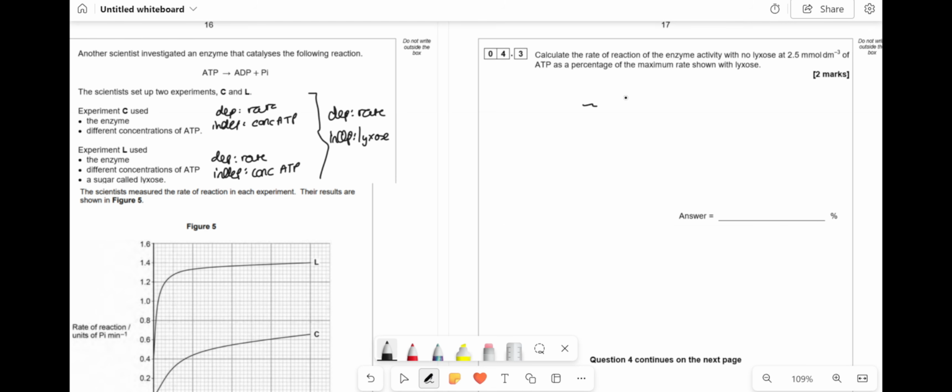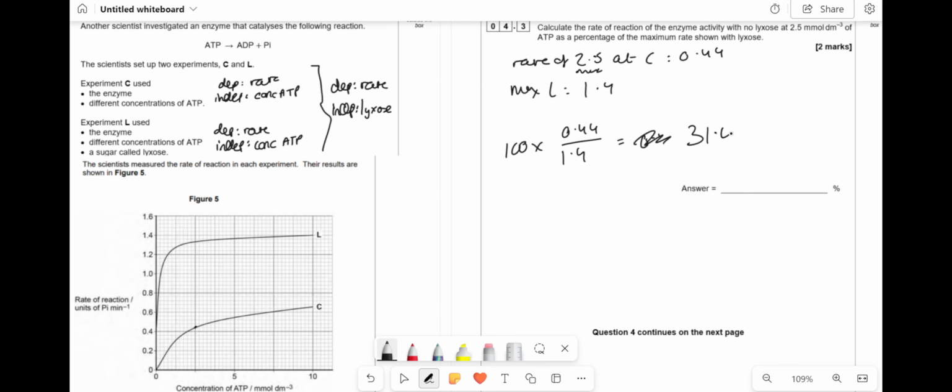Now the question says, calculate the rate of reaction of the enzyme activity with no Lixose at 2.5 millimoles per decimeter cubed of ATP as a percentage of the maximum rate shown with Lixose. So the rate at 2.5 millimoles at C is going to be what? So here to here, that's 0.4, 0.6 minus 0.4 divided by 5. 0.4 plus that is 0.44. The max rate of L is 1.4. So 0.44 divided by 1.4, and times it by 100 we should do because we're getting a percentage, gives you 31.4%. There you go.